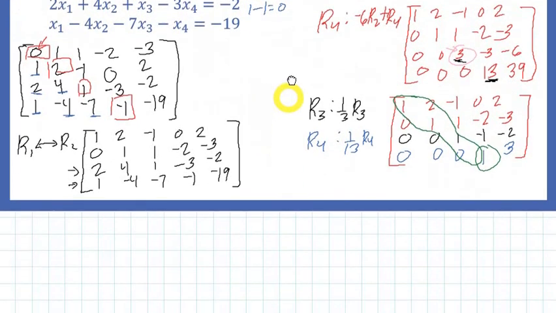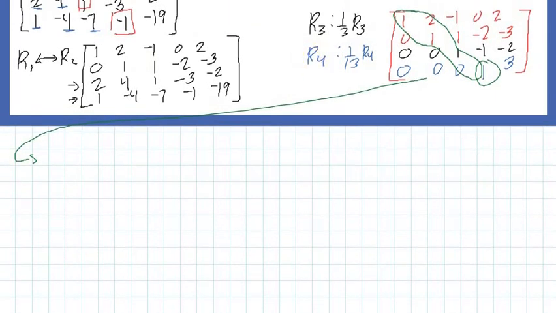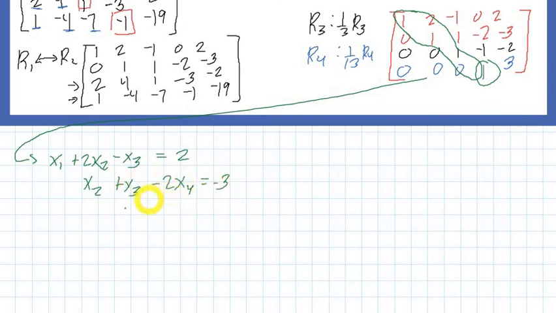So therefore, once we rewrite this equation here, from the first row, I'll have x sub 1 plus 2x sub 2 minus x sub 3 equals 2. From the second row, I will have x sub 2 plus x sub 3 minus 2x sub 4 equals negative 3. Then I will have x sub 3 minus x sub 4 equals negative 2. Then I will have x sub 4 equals 3 from the last row.